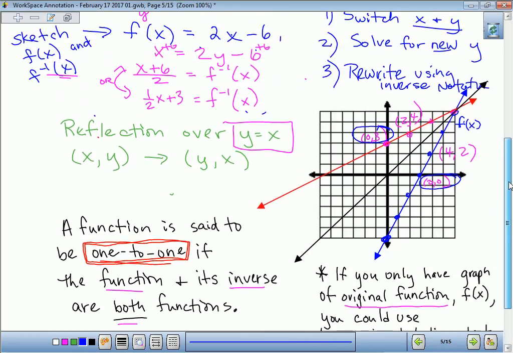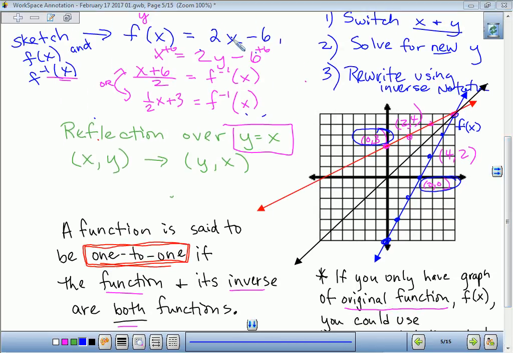Now, obviously, this function we just looked at, f of x, is a function, because the blue line passes the vertical line test, and the red line passes the vertical line test. So that function could be called one-to-one, because the function and its inverse are both functions.